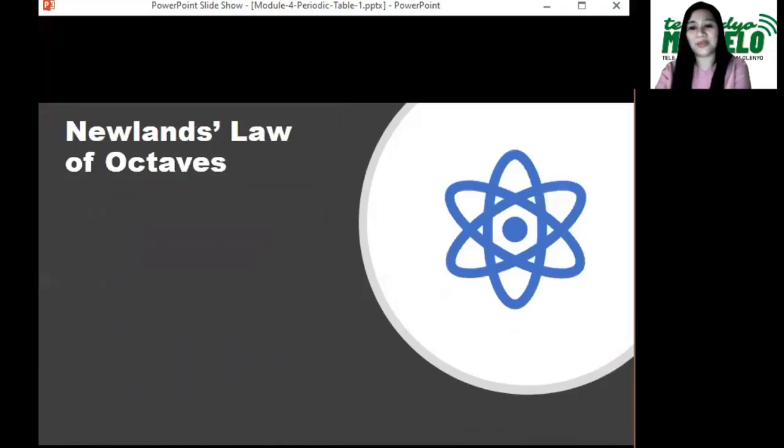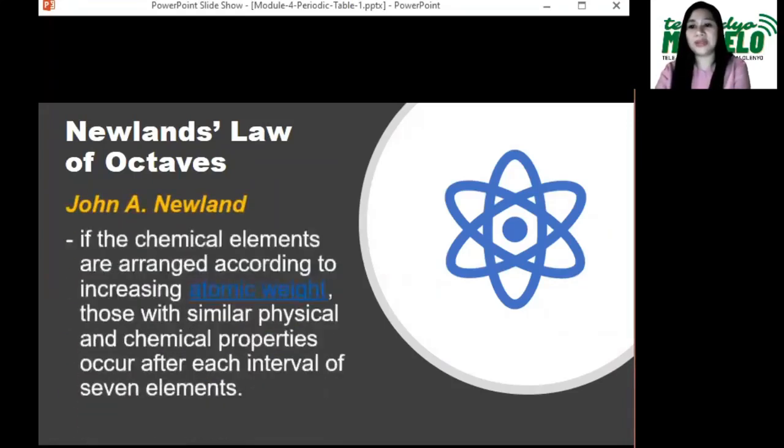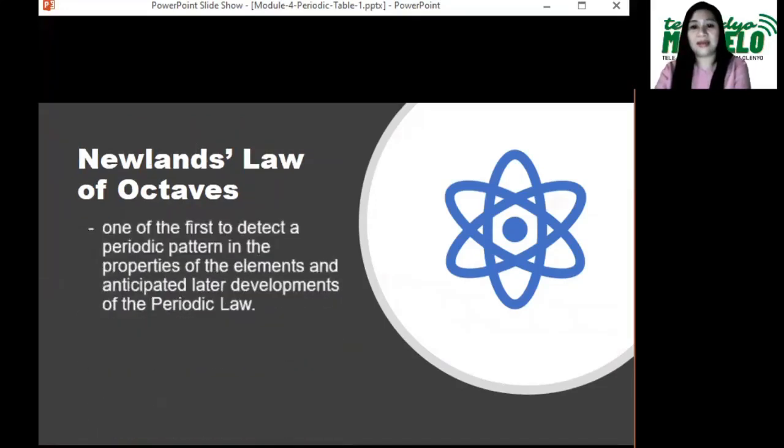The next one is what we know as Newland's law of octaves by John A. Newland. According to Newland, if the chemical elements are arranged according to increasing atomic weight, those with similar physical and chemical properties occur after each interval of 7 elements. Newland was one of the first to detect a periodic pattern in the properties of the elements and anticipated later development of the periodic law.